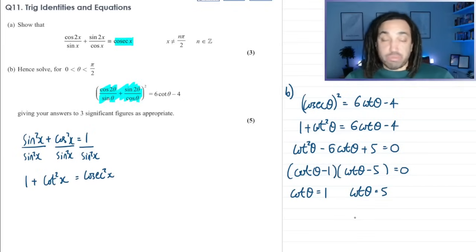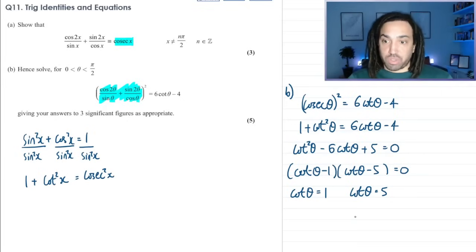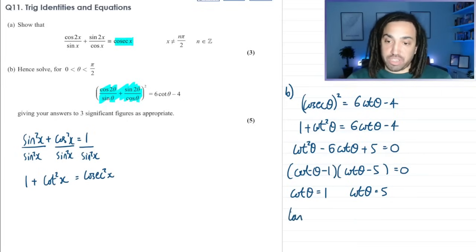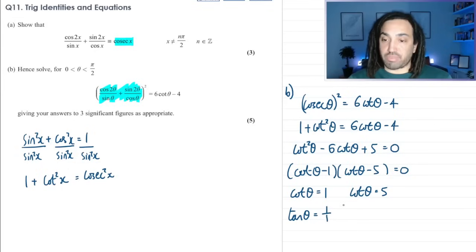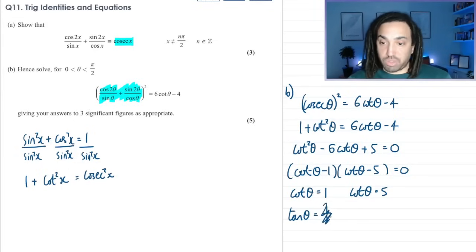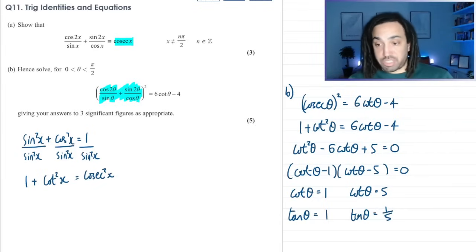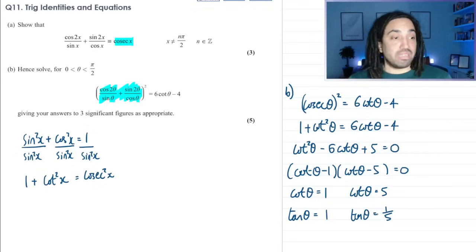Okay, so then what we want to do is convert it into tan, because tan is the reciprocal of cot. So if we flip over these fractions here, we get tan theta is just equal to 1. If cot theta is equal to 1, then its reciprocal is 1. And here, tan theta is equal to 1/5, because once again it's the reciprocal of cot, so we just take the reciprocal of both sides.